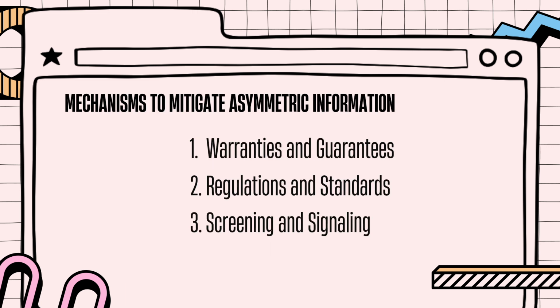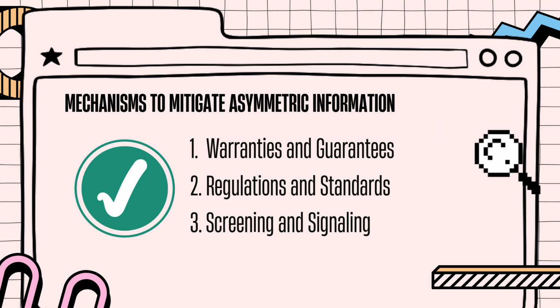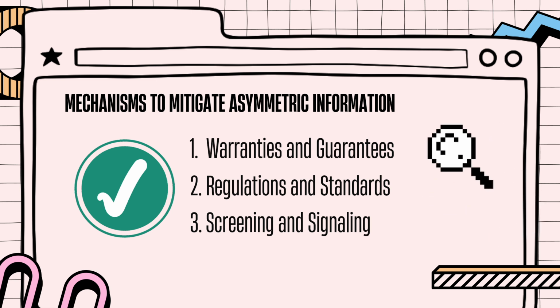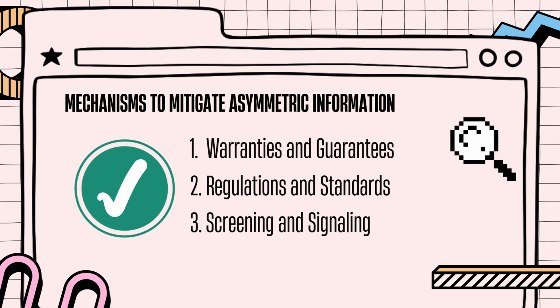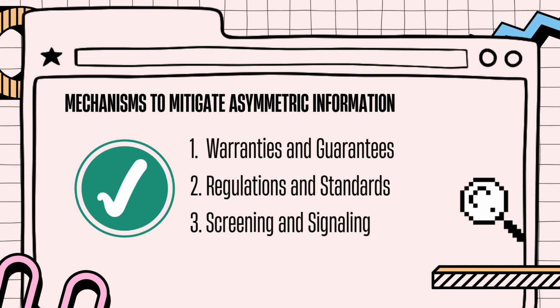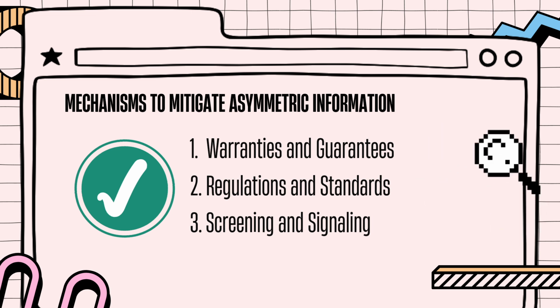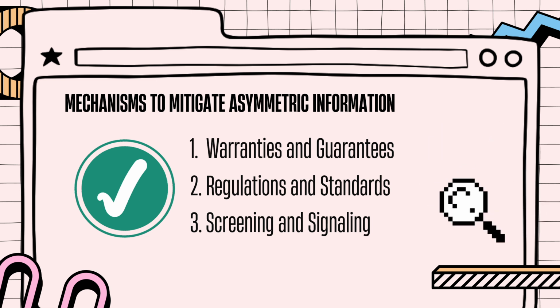And there are mechanisms to mitigate asymmetric information. And when we say mitigate, it's all about reduce. How are you going to reduce, diminish, lessen, weaken, lighten, alleviate the asymmetric information? The first is, of course, warranties and guarantees. These can assure the buyers, like us, about the quality of the product.